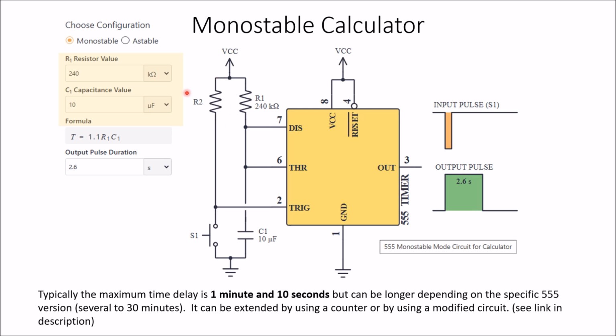And R2 is not critical. It could be 100K or whatever. It's just to provide a trigger pulse to the chip. Now, typically, the maximum time is roughly 1 minute to 1 minute and 10 seconds. But it can be longer depending on the specific 555 version, up to several minutes to 30 minutes or longer. It also can be extended to much longer times by using a counter or by using a modified circuit, which I'll also post a link to in the description.